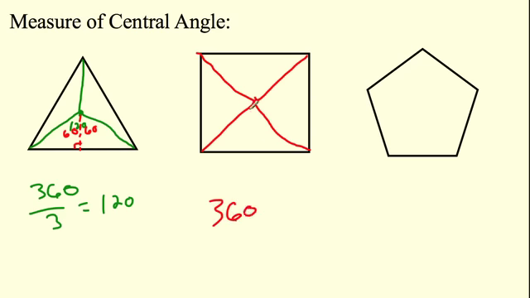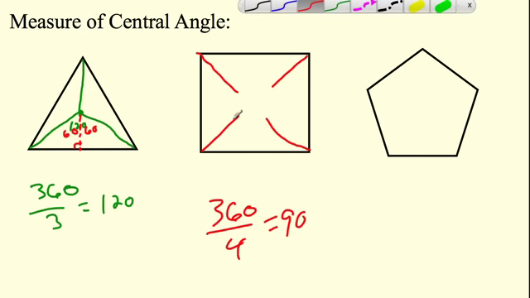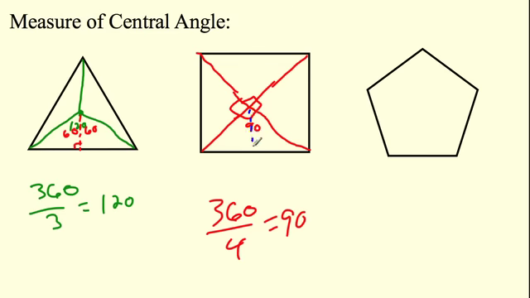I've got 360. How many central angles do I have? I've got 1, 2, 3, 4 central angles here. So divided by 4. What are each of these? These are all 90-degree angles. Holy cow. And maybe we remembered that back from Unit 5 with the quadrilaterals, that these are all right angles. These are all 90.